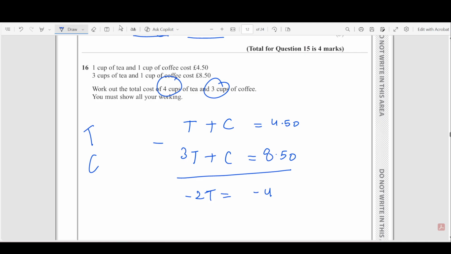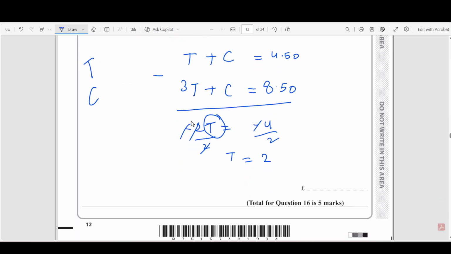Negative 4 actually, because we are subtracting a bigger number from a smaller one. So these negatives cancel out. We divide both sides by 2 to find T, right? So this cancels out. We have T equals 4 divided by 2, which is 2. So the cost of 1 cup of tea is 2 euros, right?